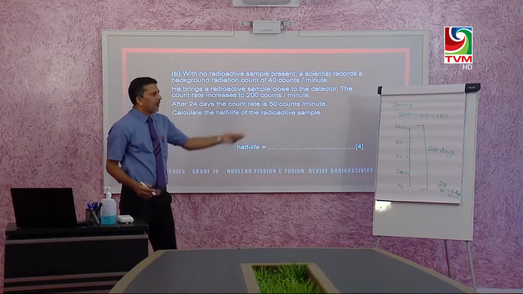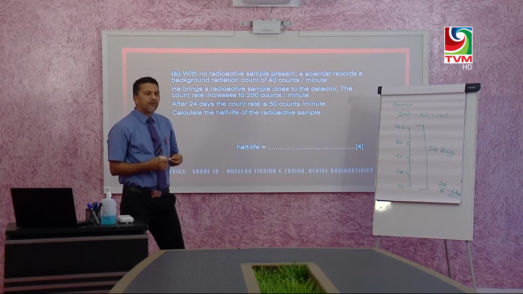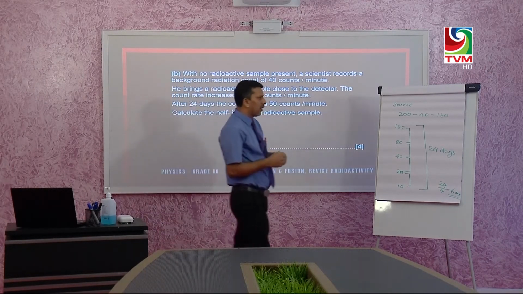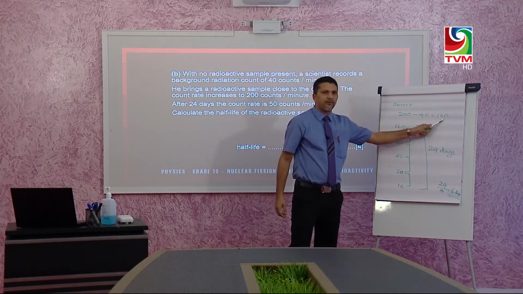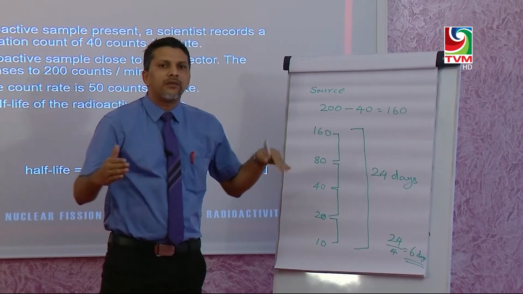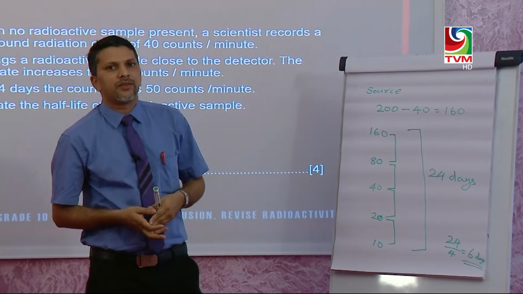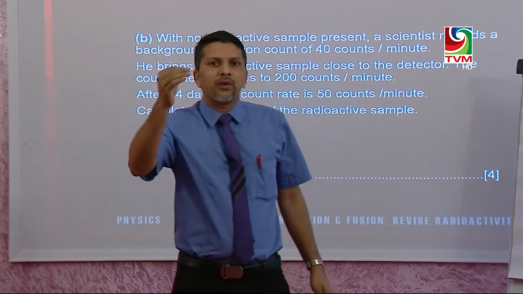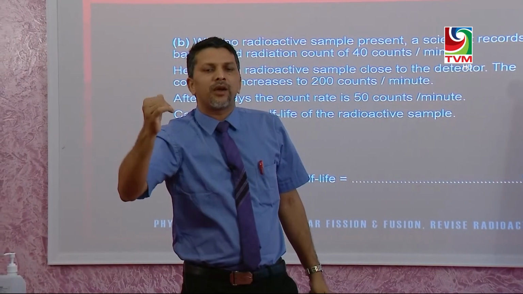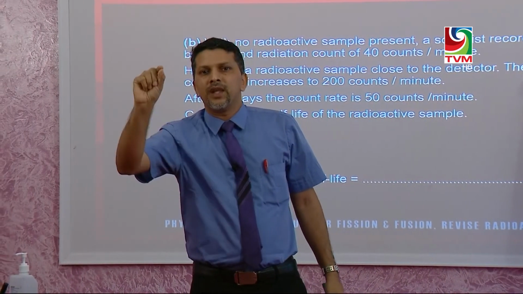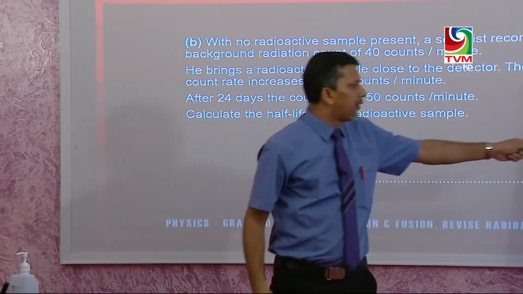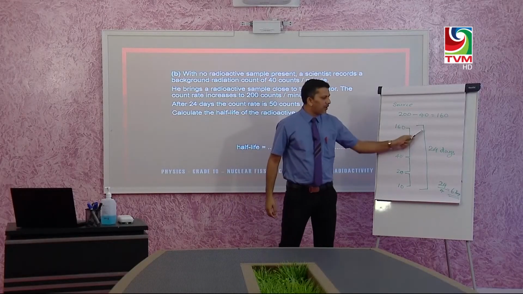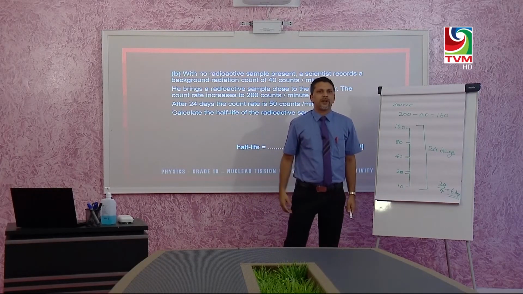And in this type of question, a lot of students will make a mistake. They will not subtract the background. They will start from 200, and then they will get wrong answers. So you must be careful. In this type of question, when background is given, first we have to subtract the background from the source reading, then start the half-life calculation, then try to find the answer.